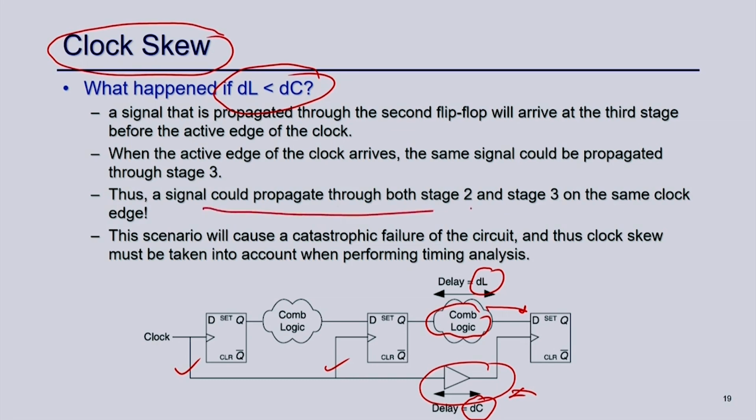Because of that, the same signal could propagate through stage 2 and stage 3 at the same edge of the clock, which is a very serious issue and can cause a catastrophic failure of the circuit, right. Well, I will explain what is happening here.